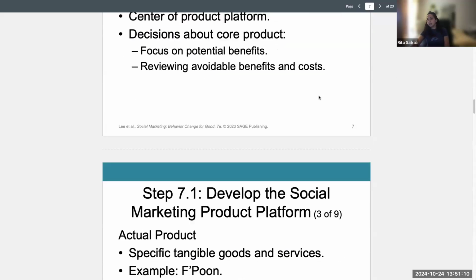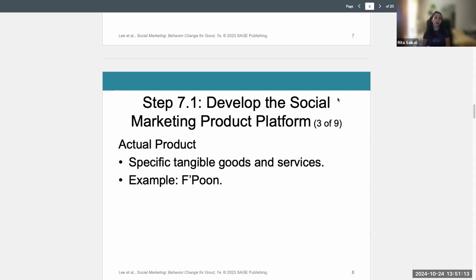All right. So now we're talking about the actual product, and the actual product is the tangible aspect of the behavioral change campaign. So we're talking about specific goods and services that facilitate the adoption of the core product or the core behavior. So for example, if you have a campaign that is promoting hygiene, the actual product could be the hand sanitizer, the hand washing station, or even educational workshops that teach proper hand washing techniques. So it's very important to tailor these actual products to the community specific needs to ensure accessibility and relevance.